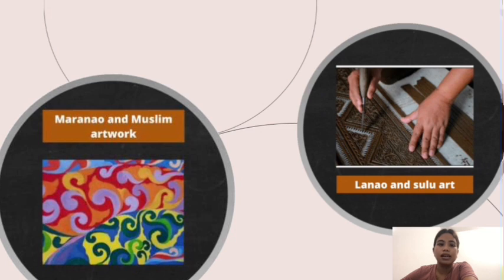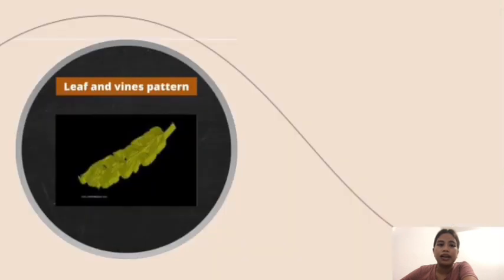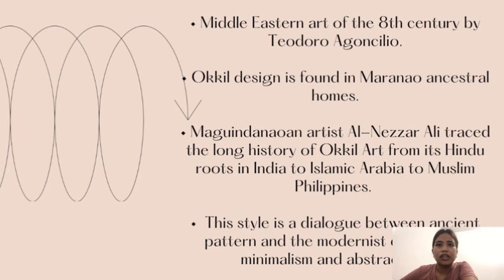So this is an example of Maranao and Muslim artwork from Lanao and Sulu. This is the curve or ukit of the leaf and vine pattern. Middle Eastern art of the 18th century by Teodoro Agoncillo. Okil design is found in Maranao ancestral homes.